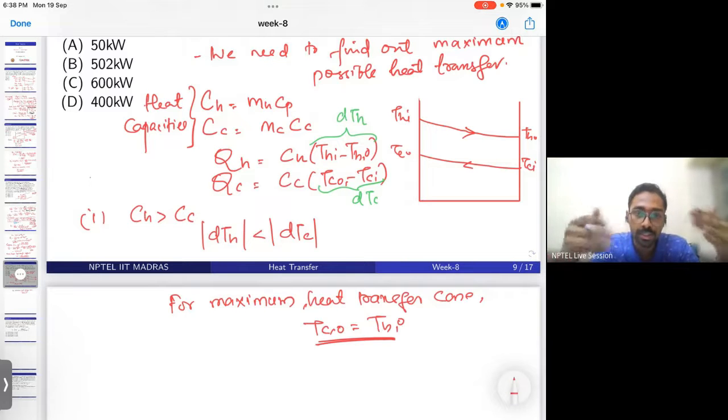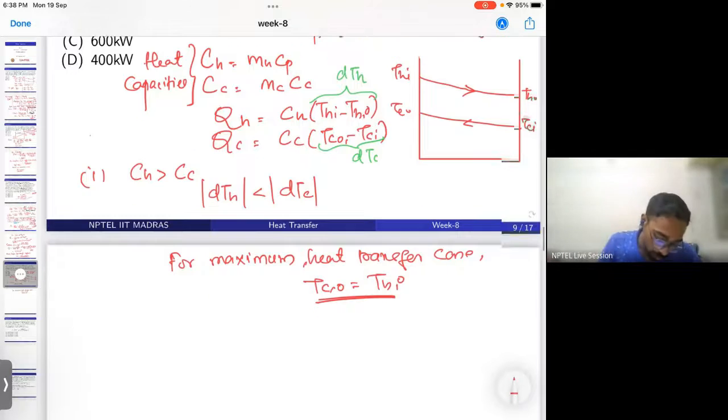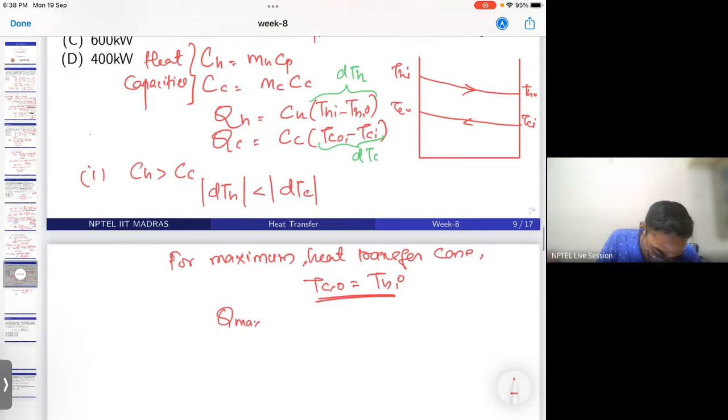That is the maximum possible heat transfer it can have when the heat capacity of the hot fluid is more than that of the cold fluid. So we know Qmax is equal to CC times (TCO minus TCI). Instead of that, I can write CC times (THI minus TCI).